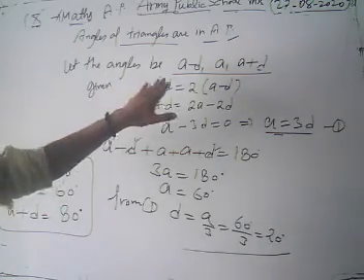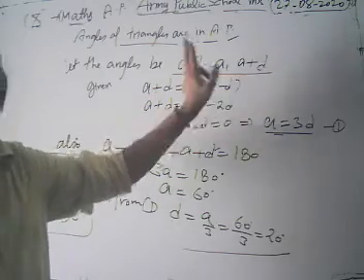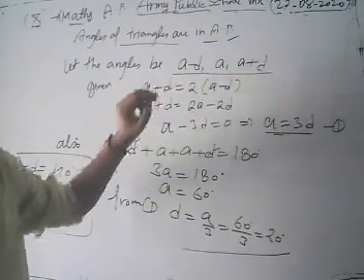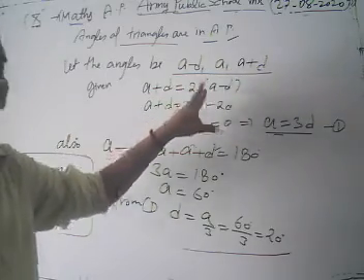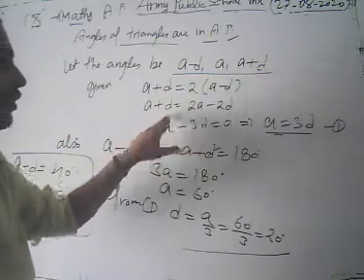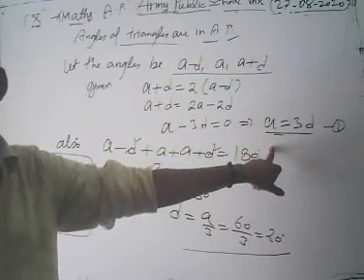Now it's given that A plus D is our greatest angle and A minus D is our least angle. The greatest angle is 2 times the least angle, so A plus D is equal to 2 times A minus D. We are going to solve this. After solving, we get the relationship between A and D: A is equal to 3D.